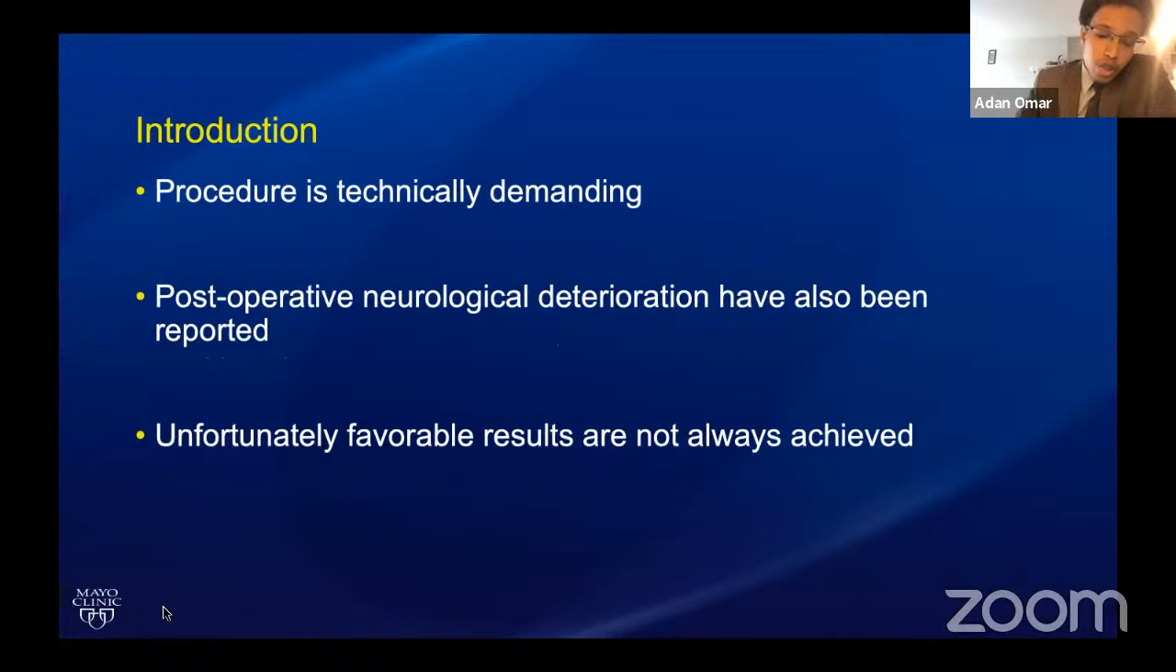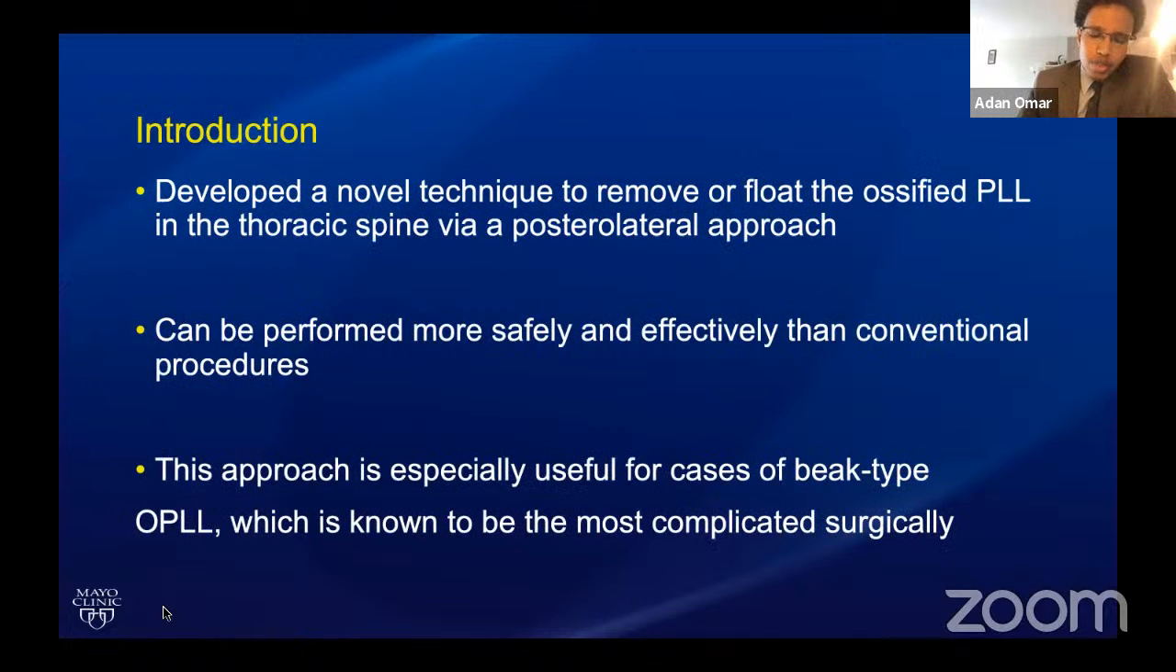So performing an anterior spinal cord decompression is technically demanding and has been reported to cause post-operative neurological deterioration in the literature. They also do mention that despite surgical advances, favorable results are not always achieved. Because of these reasons, the authors of this paper developed a technique to remove or float the OPLL in the thoracic spine from a posterior lateral approach. They believed it was safer and more effective than the conventional procedures. It also allowed for gradual decompression over time and is useful for beak-type OPLL cases.